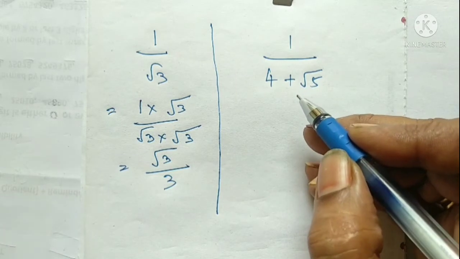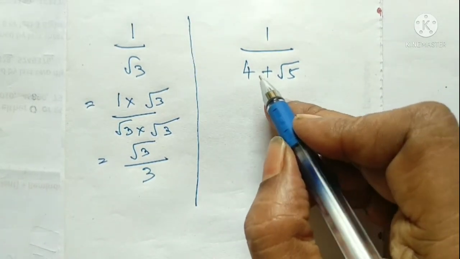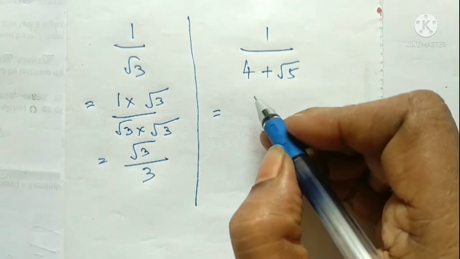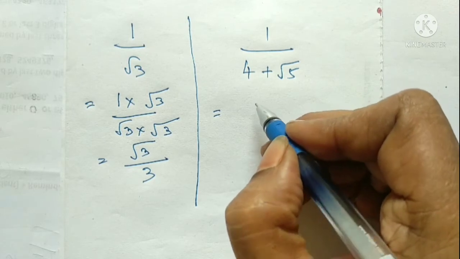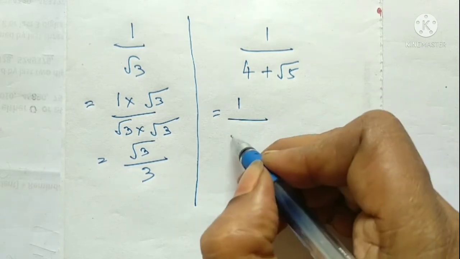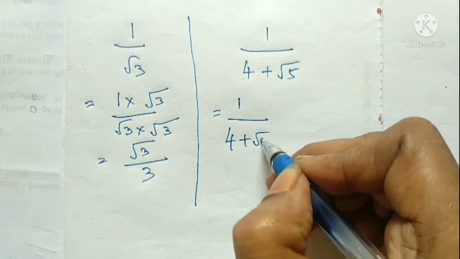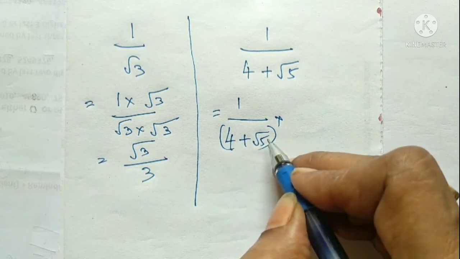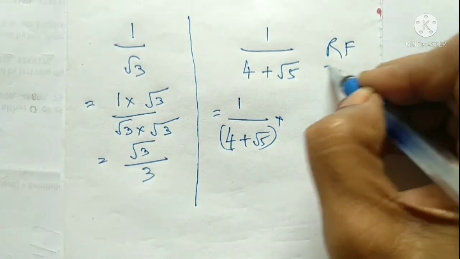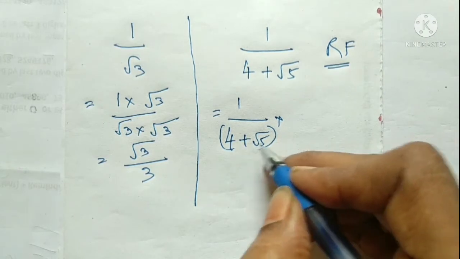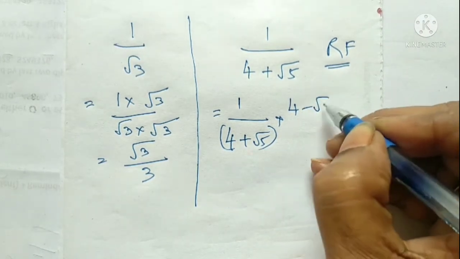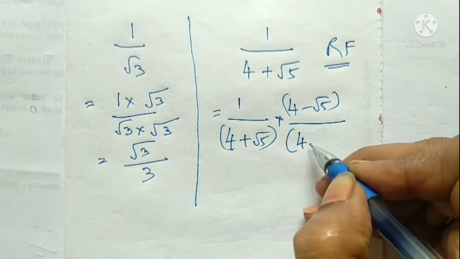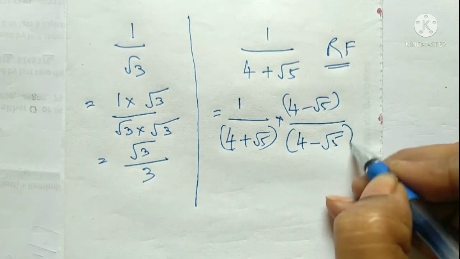But in this case, the denominator is not a single term. So what do we have to do? We have to use the rationalization factor. 1 by 4 plus root 5 is the expression, and this is called RF, the rationalization factor. The RF of 4 plus root 5 is 4 minus root 5. So we multiply the numerator and the denominator by 4 minus root 5.